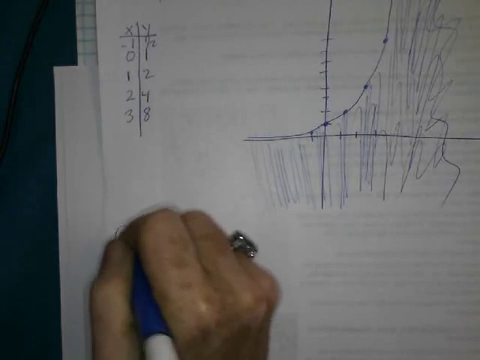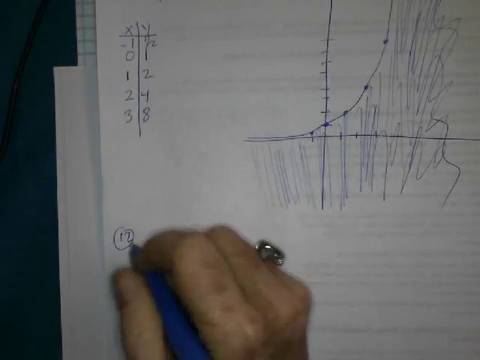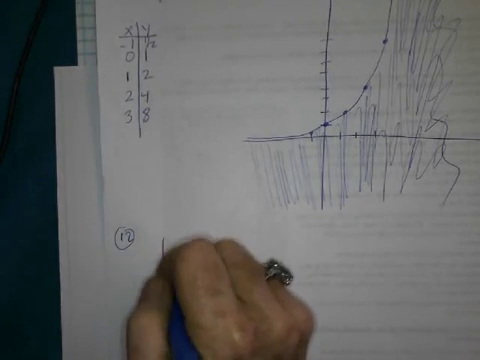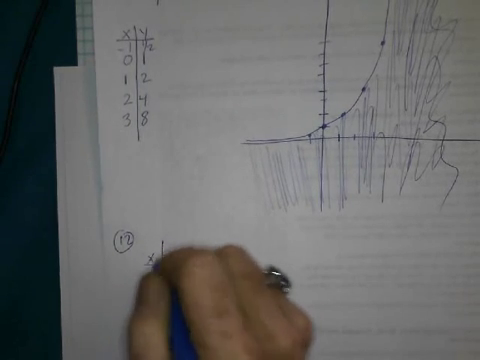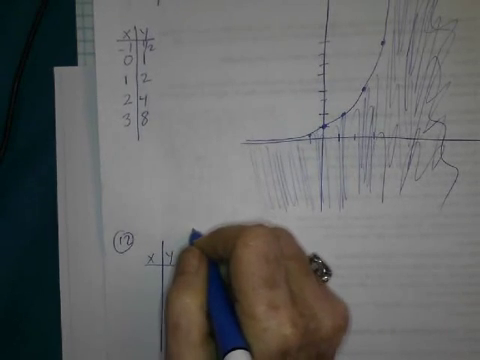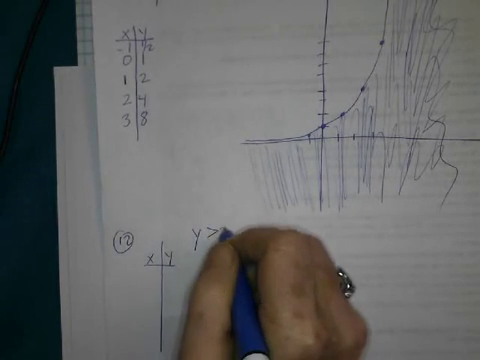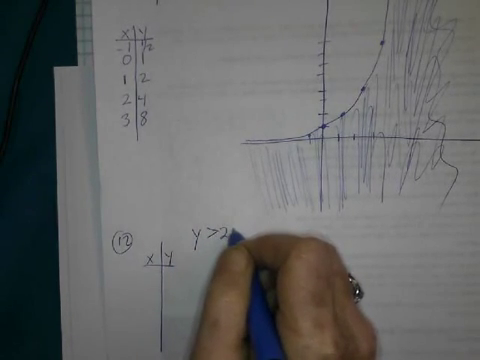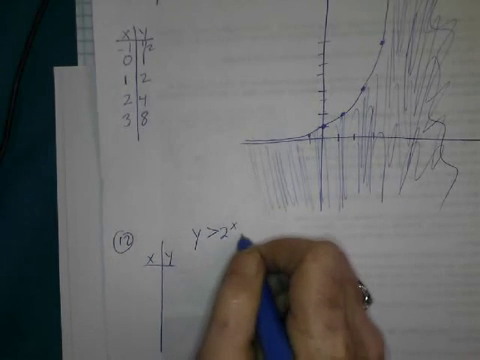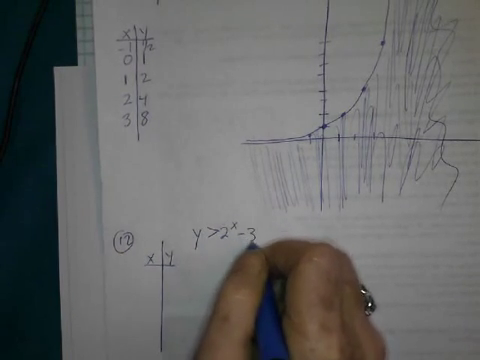Number 12. So I only wanted to do number 12 because I wanted to compare it to number 11. So number 12 is y is greater than 2 to the x minus 3.